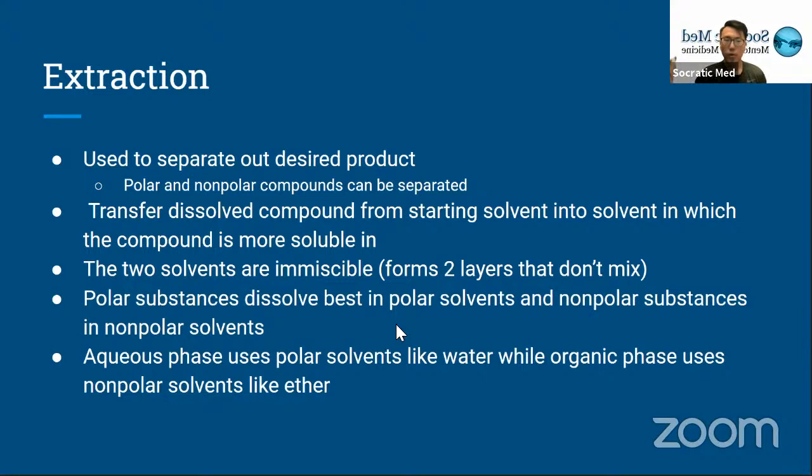And like I said before, in order to extract the desired compound, you use a solvent that the product is more soluble in. So if you are trying to extract a polar substance, you will use a more polar solvent in order to transfer the polar substances from the starting solvent into the new, more polar solvent. And likewise, for non-polar substances, you will want to use a non-polar solvent in order to transfer the desired product into that more soluble non-polar solvent.